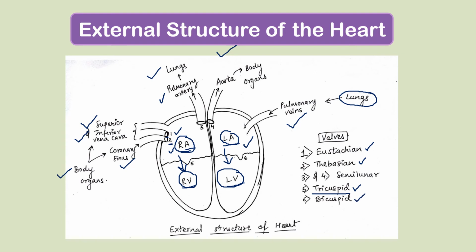Once the oxygenated blood has come into the left ventricle, it is then pumped into the aorta, which finally distributes the blood to the different body organs. You need to know that the pulmonary artery and aorta are both guarded by semilunar valves. So this is the basic structure of the heart.